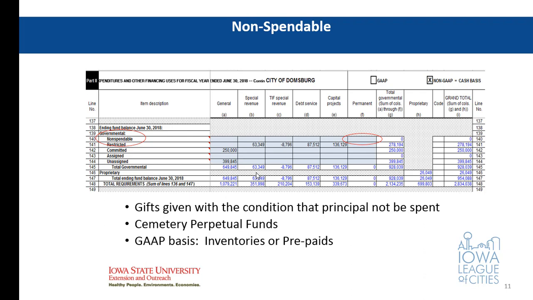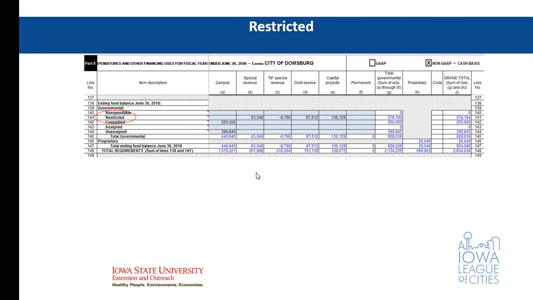Usually those are pretty large gifts. It's not going to be a $500 gift to the library. It's going to be like millions of dollars where you can use the principal only. So they're non-spendable. That's the principal is non-spendable.